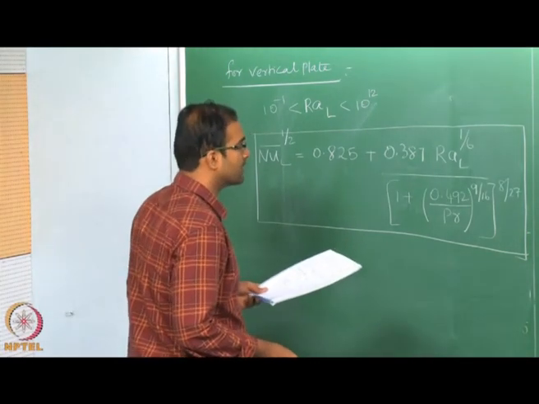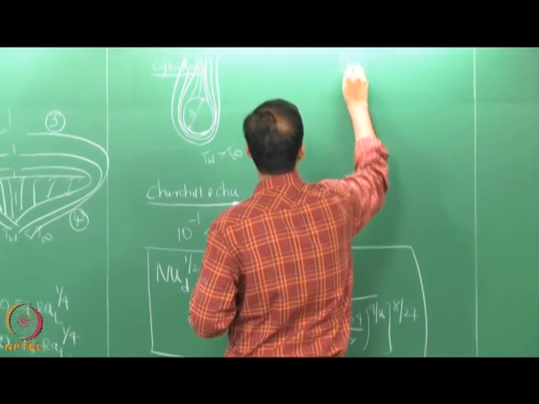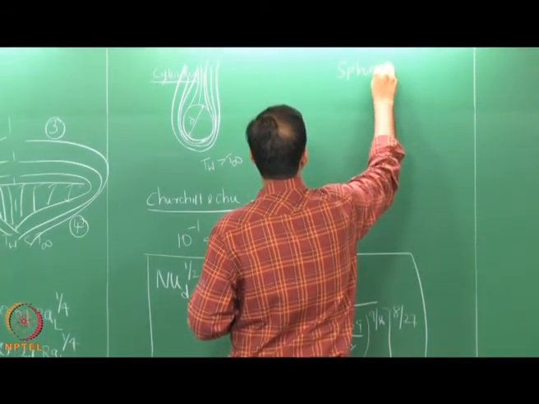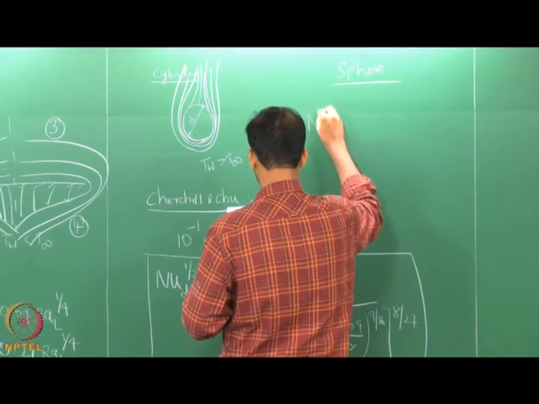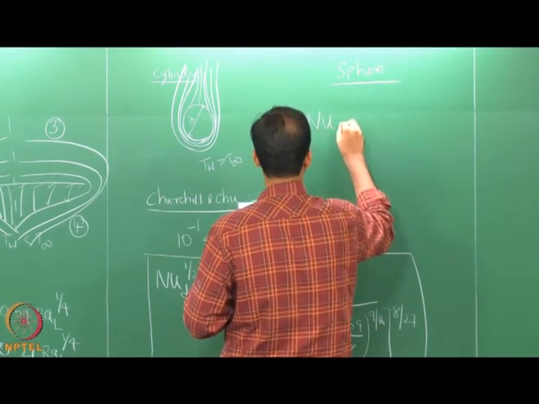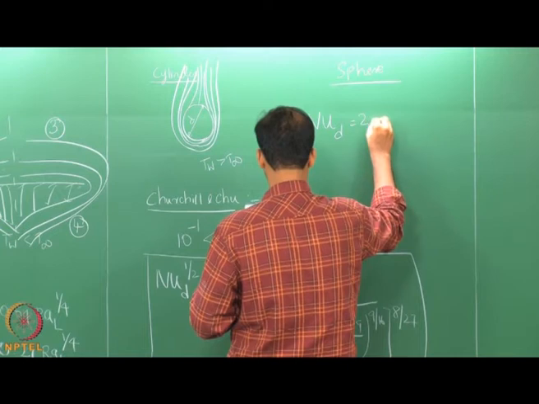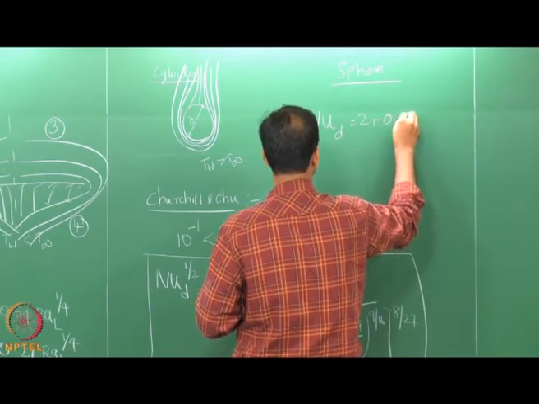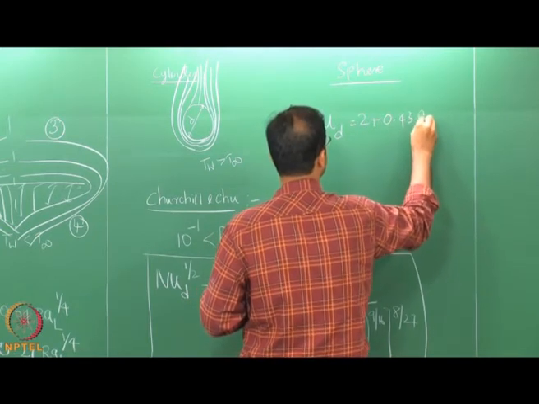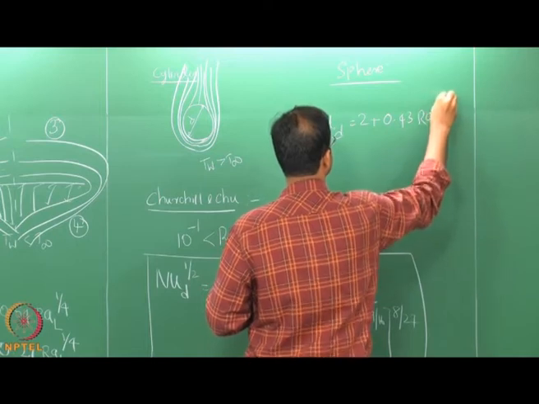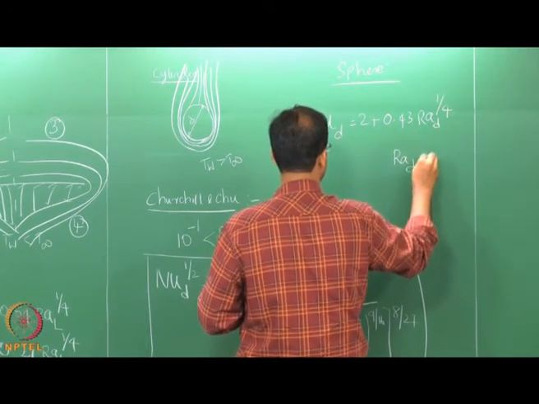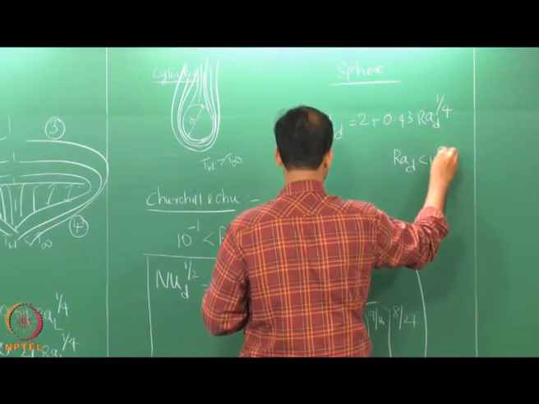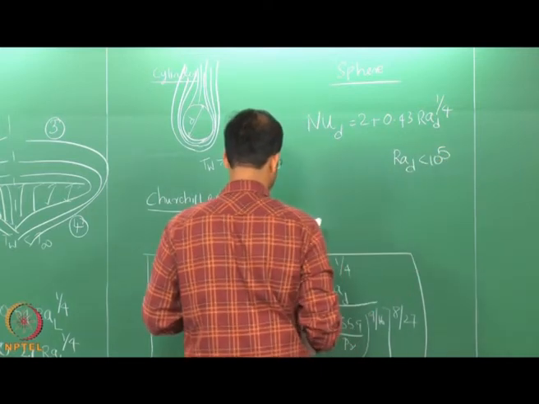Now, for the case of a sphere, we have a simpler correlation which is fairly accurate: 2.2 plus 0.43, again with Rayleigh number based on the diameter of the sphere, but this correlation is valid only in the laminar regime.